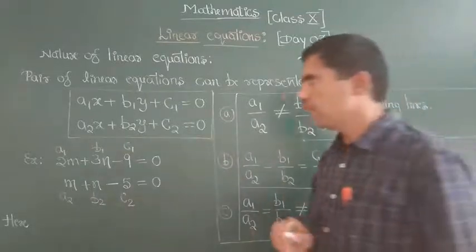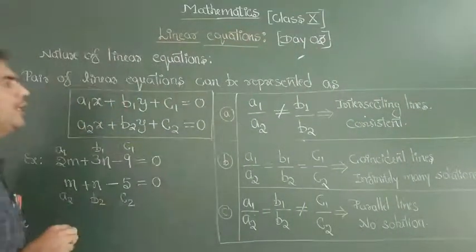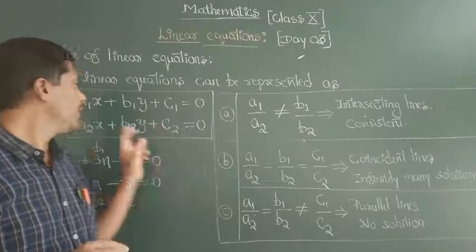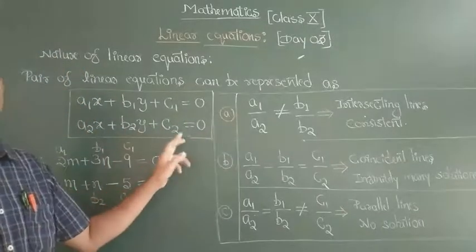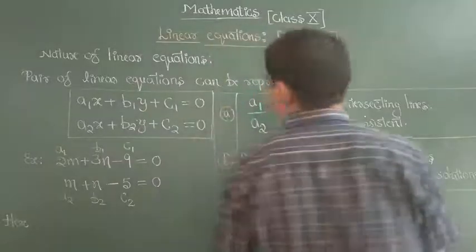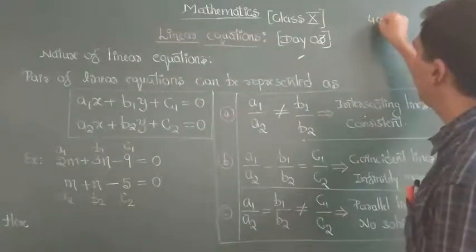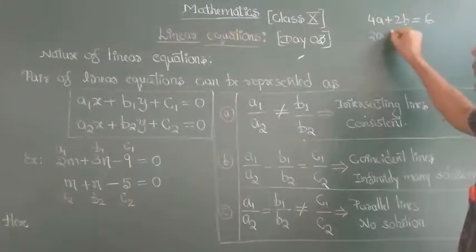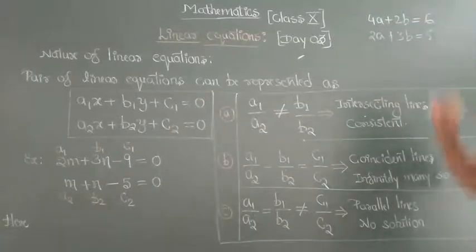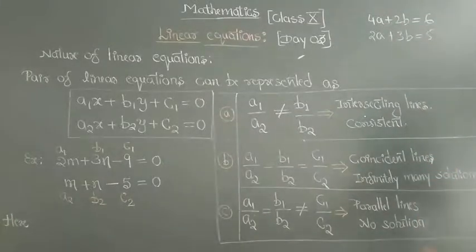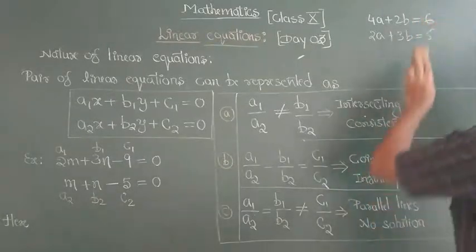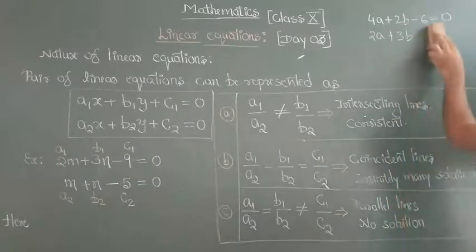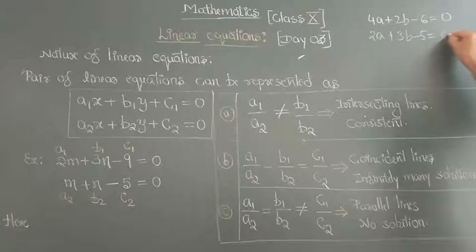We know already a pair of linear equations can be represented by a1x plus b1y plus c1 equal to 0, a2x plus b2y plus c2 equal to 0. The meaning is, I have two equations, let us say 4a plus 2b equal to 6, 2a plus 3b equal to 5. The same equations I may also write, 6 can be carried to the left hand side: 4a plus 2b minus 6 equal to 0 and 2a plus 3b minus 5 equal to 0.